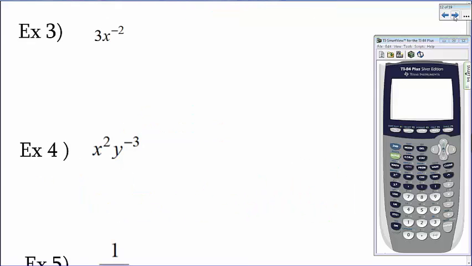In example 3, the negative exponent only applies to the variable x, and as such, we can rewrite this problem with that in mind. My x moves to the denominator and is simply raised to the third power. Now we use basic fractional multiplication, and I get my final answer, 3 over x to the second power.